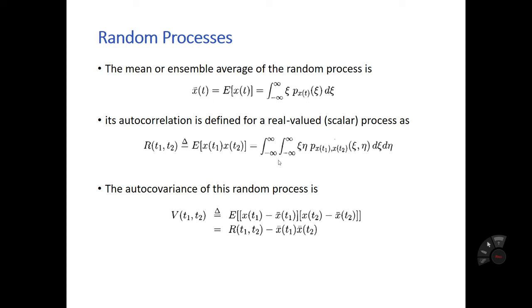And the autocorrelation of the same variable is a function of t1 and t2, this one, and the autocovariance of two times t1 and t2 is equal to the difference from the mean at time t1 and the mean at time t2, and is equal to this one.